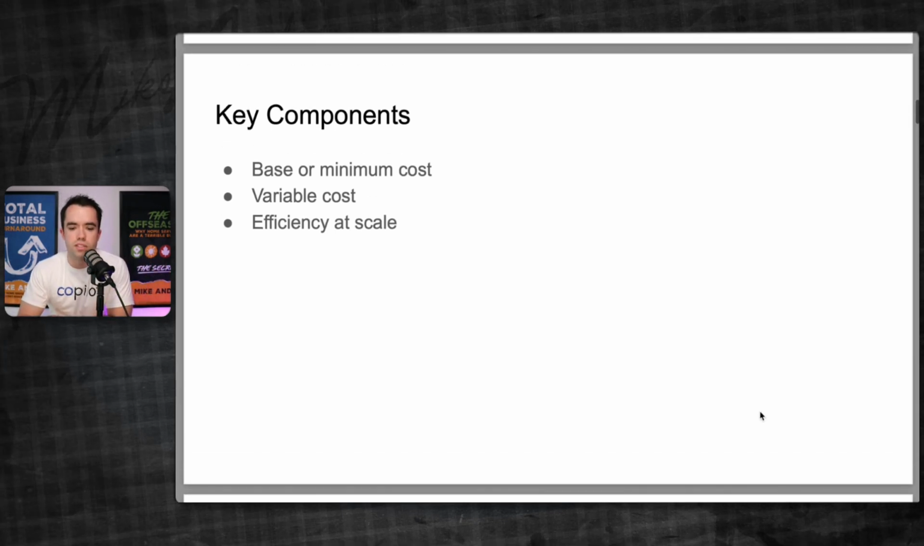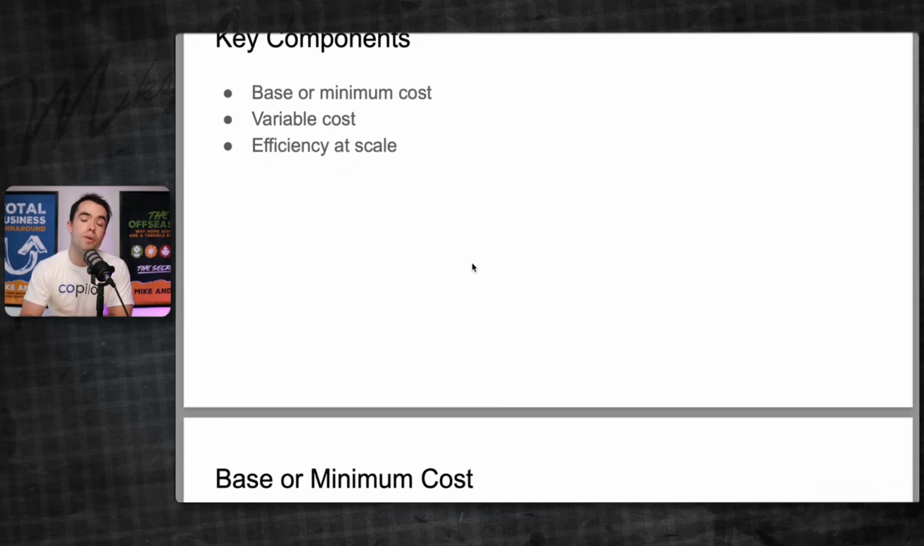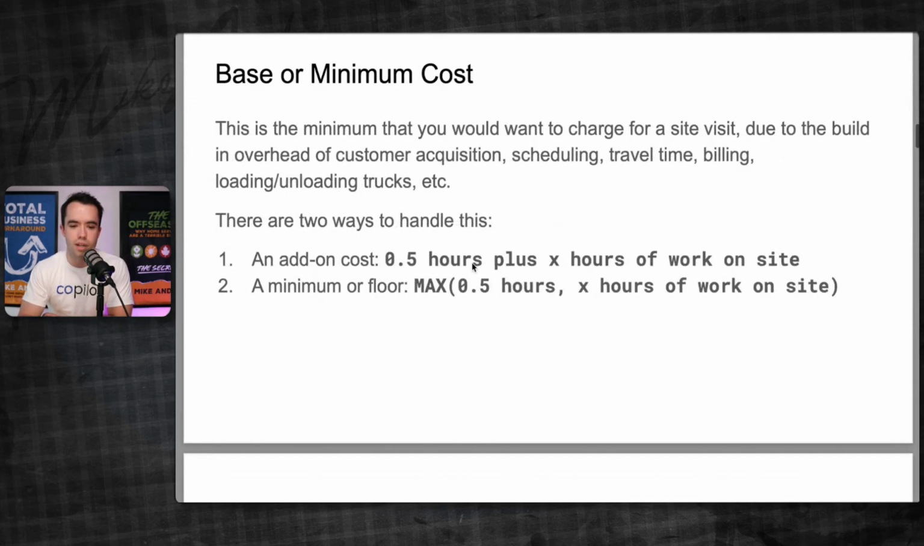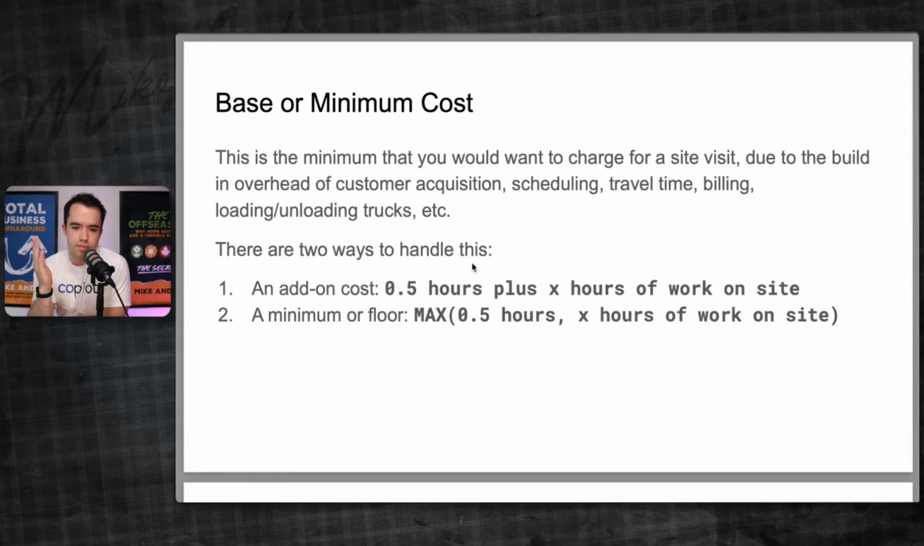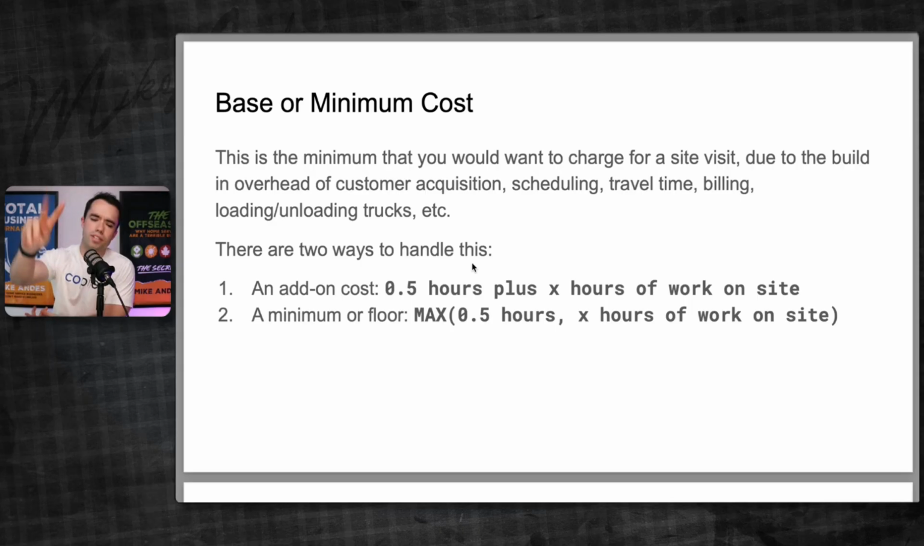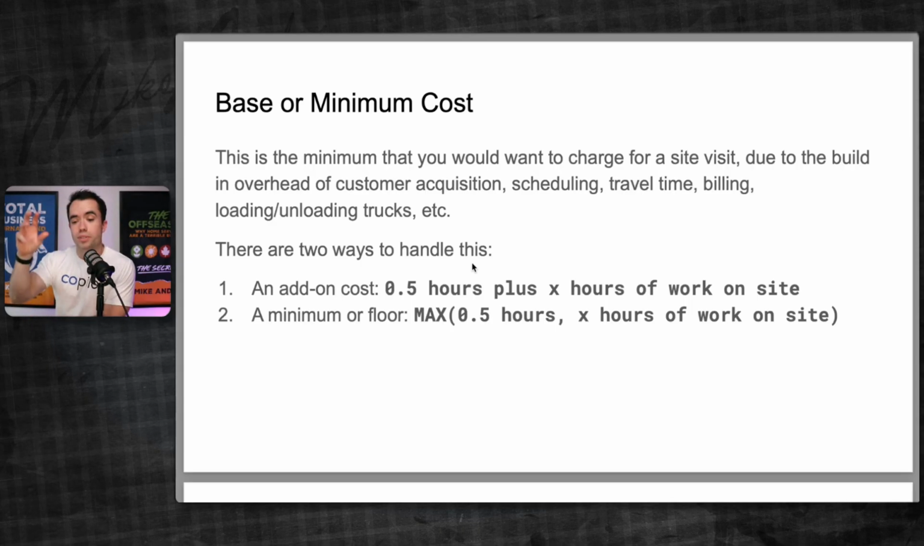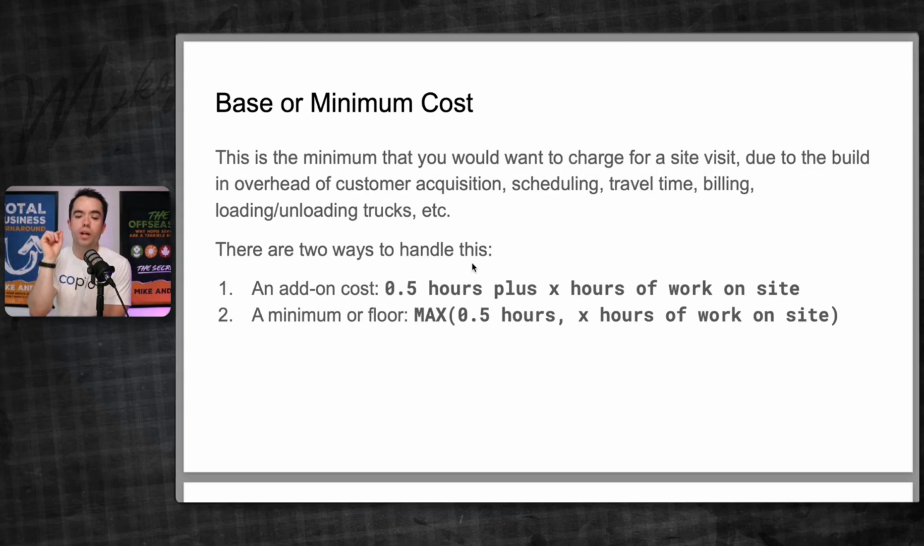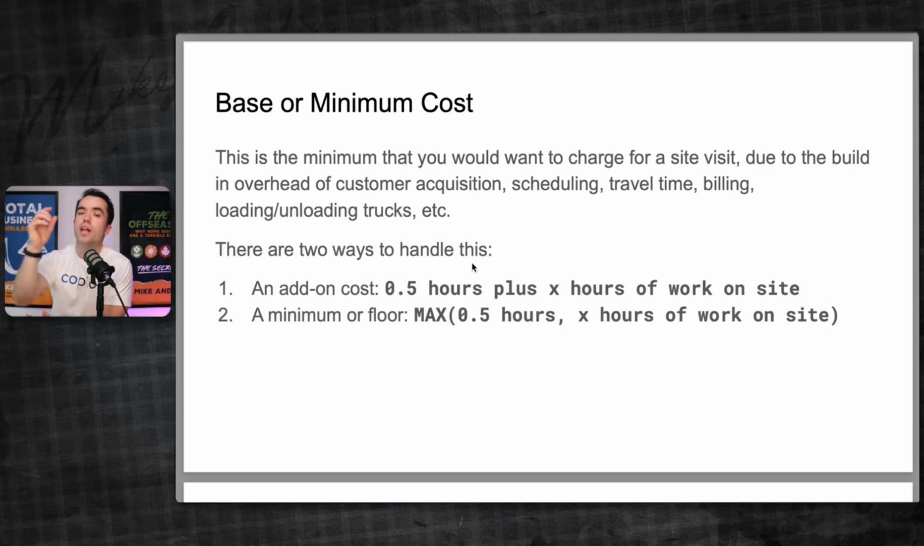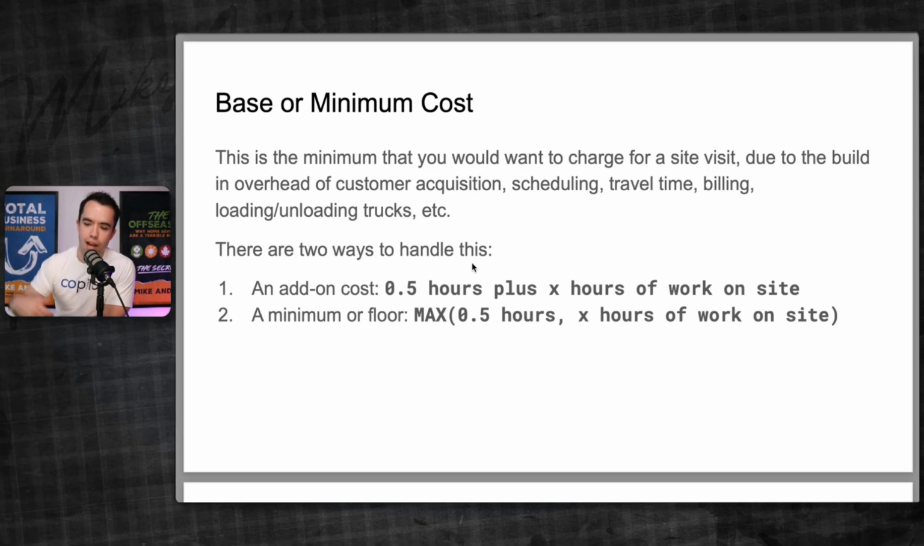Key components: base or minimum cost, variable cost, and efficiency at scale. These are 3 key components that go into a much more complex version of what we talked about. So there's always a base or minimum price. This is the minimum that you would want to charge for a site visit due to the build and overhead of customer acquisition, travel, schedule, billing, loading and unloading a truck, etc. There are 2 ways to handle this. Either A, add an add-on cost, so 0.5 hours plus how long it actually takes you, or B, a minimum floor, so max of 0.5 budget hours, for example, then add on the number of work hours on site.